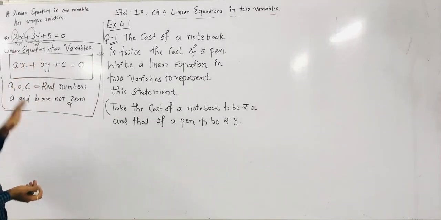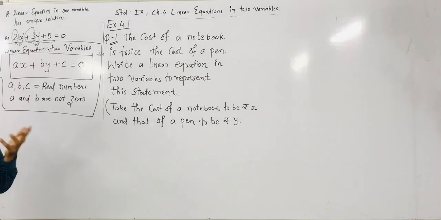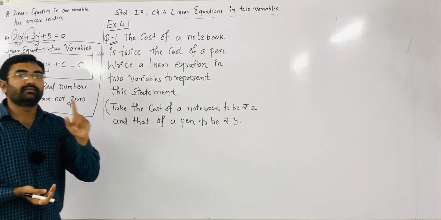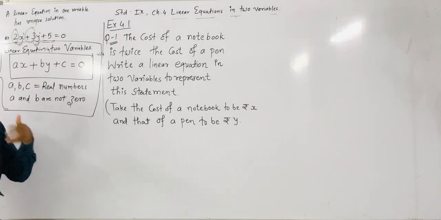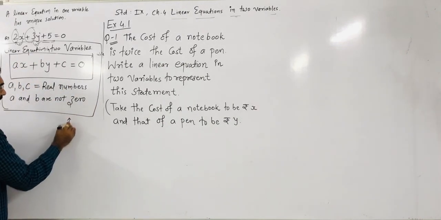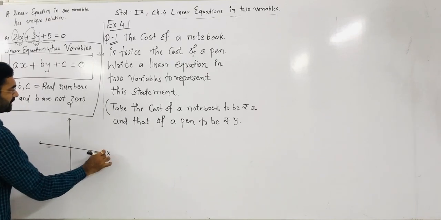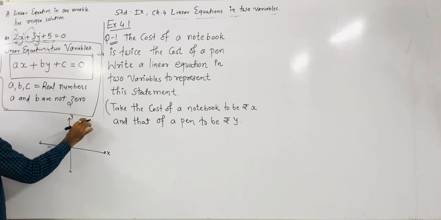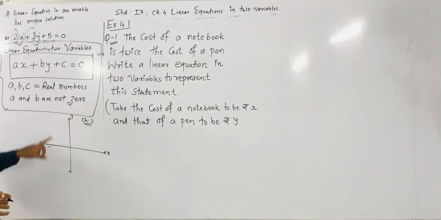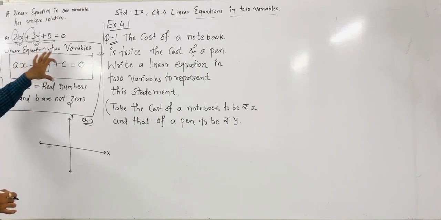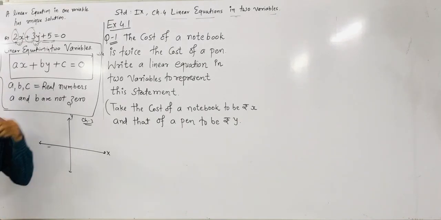Okay, now where do we have to represent its solution? Linear equations in two variables, as we define linear equation in one variable, we represent its solution on the number line. But linear equation in two variables, where do we have to represent the solution? So its answer is on a Cartesian plane. That thing we already learned in chapter number 3. How do we have to plot any point on a Cartesian plane, right? So the solution of the linear pair equation in two variables we have to represent on a Cartesian plane.